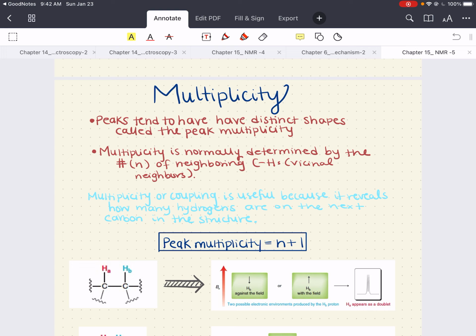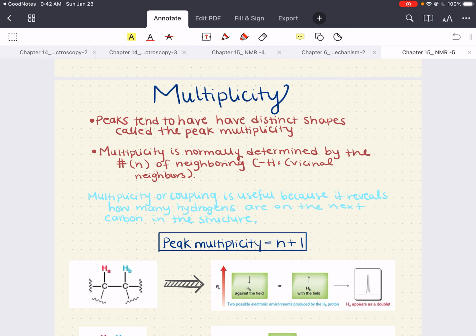Today we're going to go ahead and finish the second half of chapter 15. In the first half we talked about the 4 pieces of information, we've covered 3 of them, that you can get from an NMR spectra. We talked about number of signals, chemical shift, and integration.